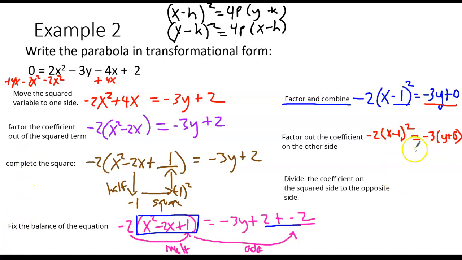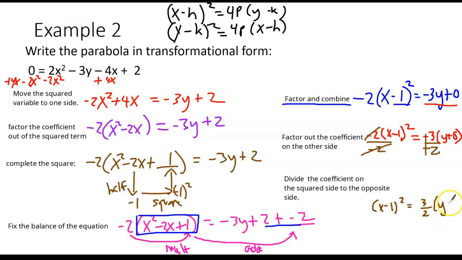And actually, I just misspoke. We don't want to divide the -3. Actually, we want to divide this one out. So we're going to divide both sides by -2 like this. That way this is gone. And now we have x minus 1 squared. Over here the negatives cancel, and I'm left with a positive 3/2.